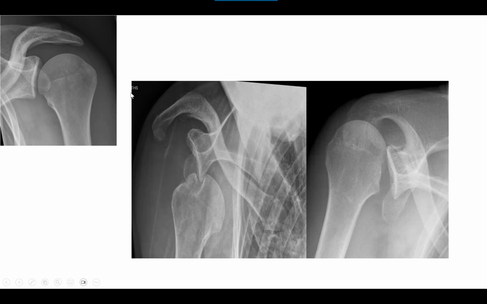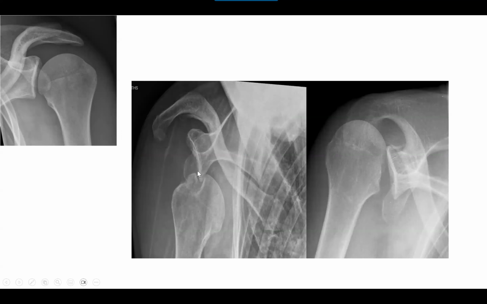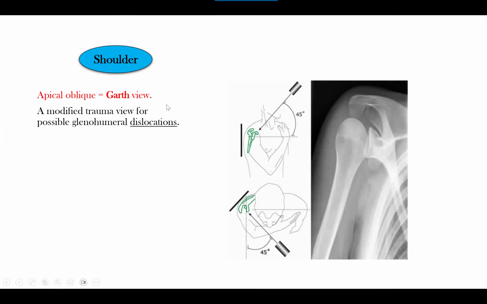Does it help? Very helpful. The patient didn't move his hand, so it's a painless view and easy to discriminate between anterior shoulder dislocation and posterior shoulder dislocation. In anterior shoulder dislocation, it moves towards the coracoid process, towards the chest wall, with this sign. Okay, it's a Hill-Sachs abstraction. And in posterior shoulder dislocation, it moves towards the acromion process. So the apical oblique, or Garth view, is very helpful to determine the type of dislocation, and it's painless.